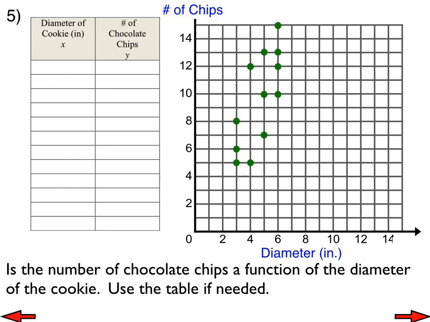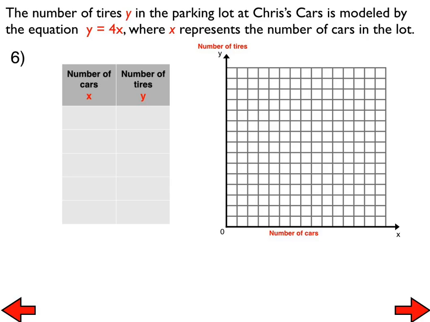Here we have a little bit of a typo in your notes. Can you change the equation to y equals 4x? The number of tires y in the parking lot at Chris's Cars is modeled by the equation y equals 4x, where x is the number of cars in the lot. Now, we have some choices here. I could have you fill in the chart. 1 car, 4 tires. 2 cars, 8 tires. So on. And I could have you plot that data.